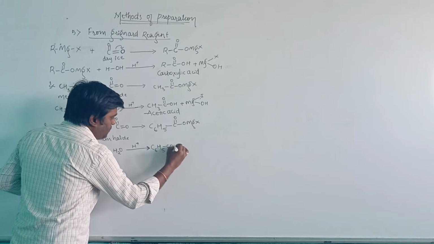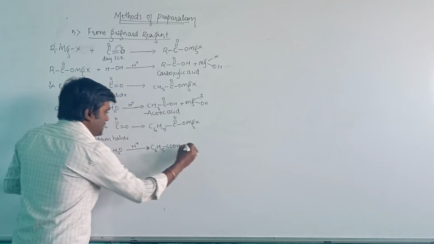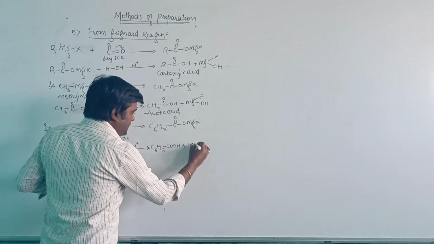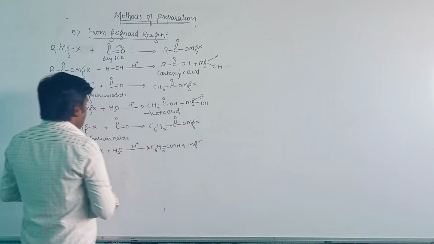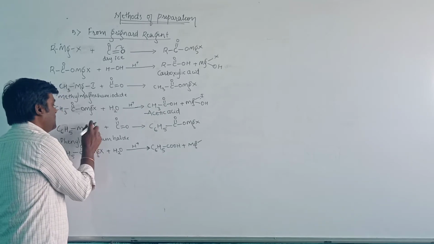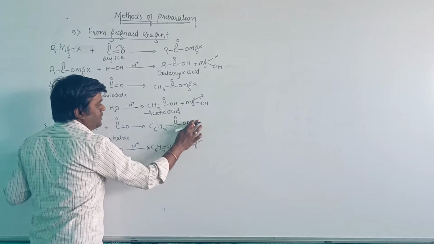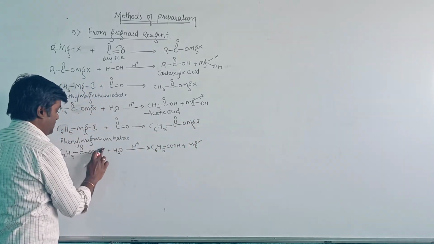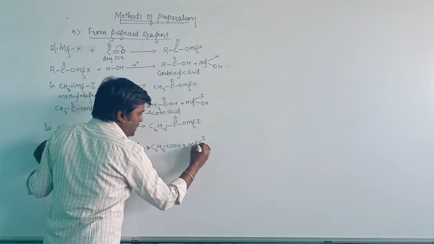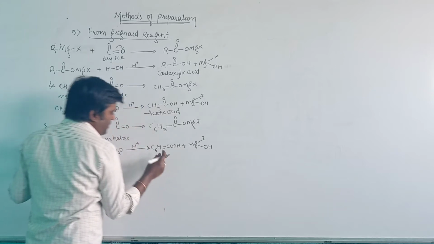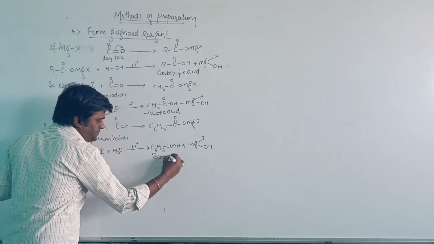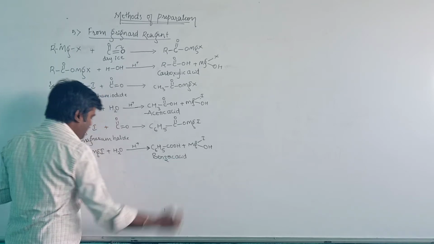C6H5COOH plus Mg. In the place of X we can take any halogen. I will take iodine here, so it becomes MgI, then OH. The main product is benzoic acid.